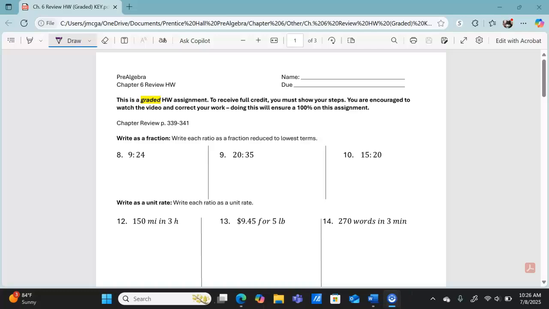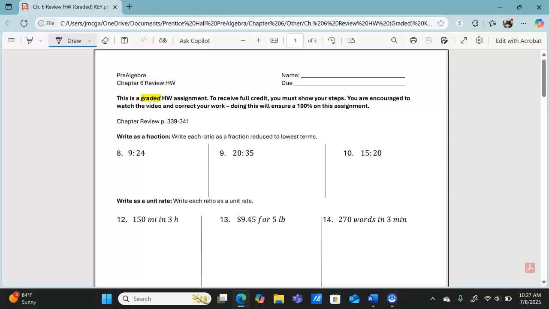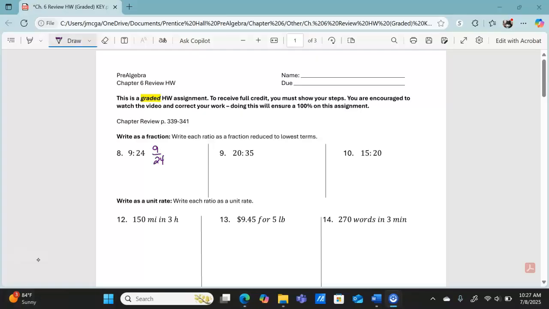This is your Chapter 6 review check, and we are taking problems from the chapter review. In 8, 9, and 10, we want to write each ratio as a fraction reduced to lowest terms. So we're going to take and change this to 9 over 24. So it would look like that. And then we need to reduce our fraction.